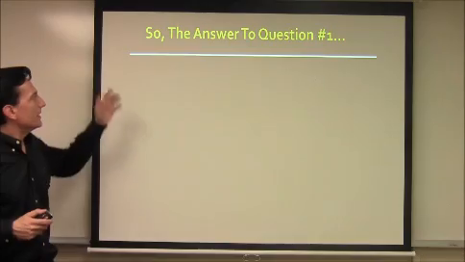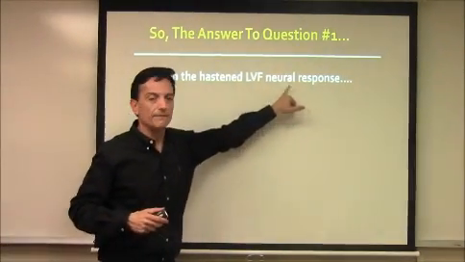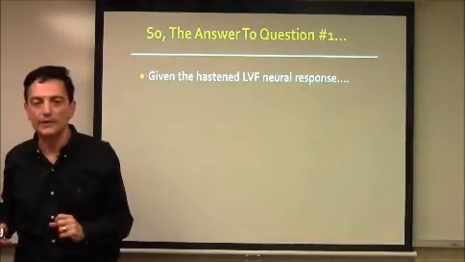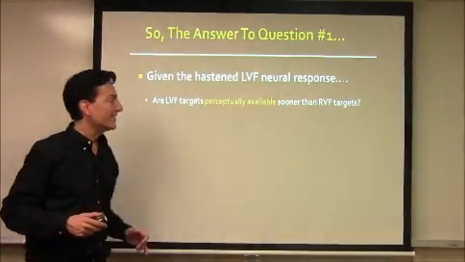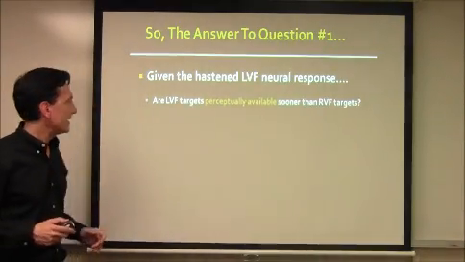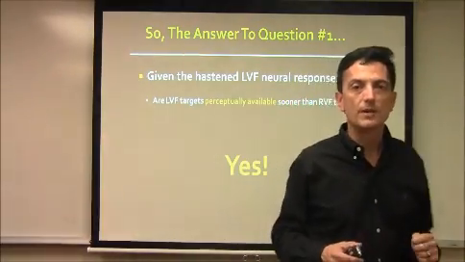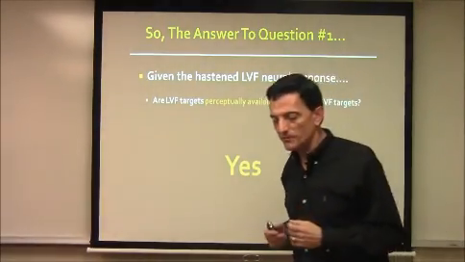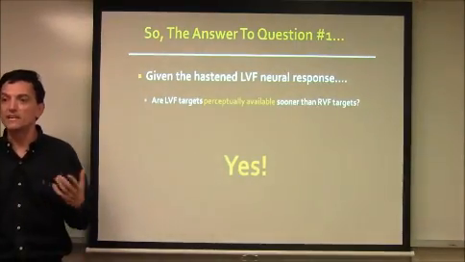Okay? So the answer to question number 1, and just to remind you, that was given the hastened LVF neural response that Verleger had recorded, are LVF targets perceptually available sooner than RVF targets? Okay? And the answer to that overwhelmingly is yes, and the difference was something like 134 milliseconds. So we can pause for a moment here and try to put that 134 milliseconds into some kind of context.